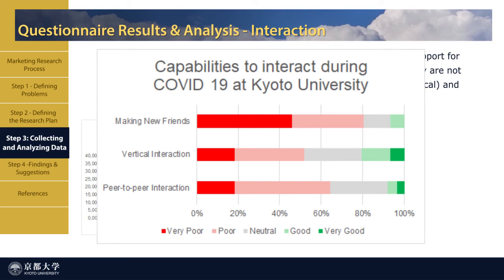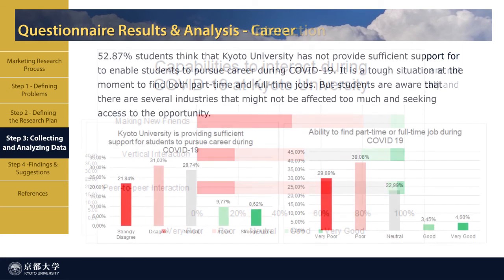As can be seen from the graph, they think that they have poor capabilities to conduct interactions. It doesn't matter what channels they are using, email, Zoom, or even social messenger. On the other hand, the quality of interaction is not as expected. Usually, the interactions only happen for academic contexts.